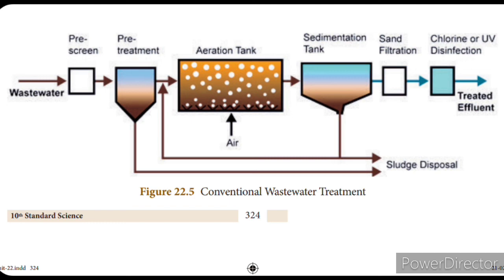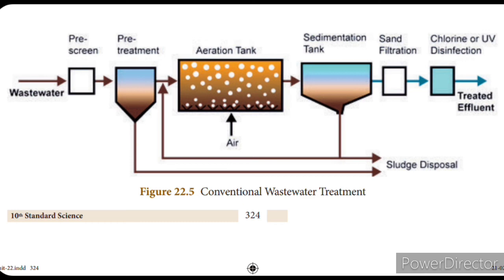So chlorine is added and ultraviolet radiation is also passed through the water, so that it removes any microorganisms if present. The next one is water recycling. The water will then again be supplied for domestic or industrial purposes. So this is how it is treated.